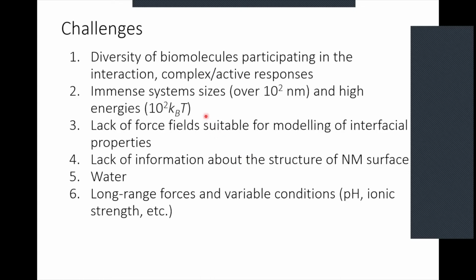Then we talk about immense system sizes. Theoretically, we can model an entire protein, but it's not really useful for the questions we ask. What we need is a nanoparticle with a corona, which can be tens of nanometers, and relatively high binding energies, which make high barriers between different states, so the system dynamics is very slow. So how do we overcome this?